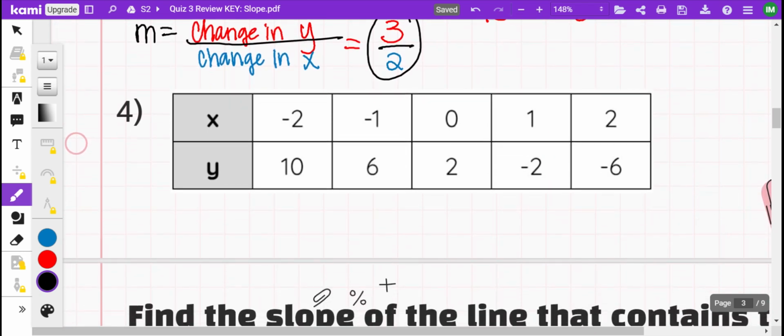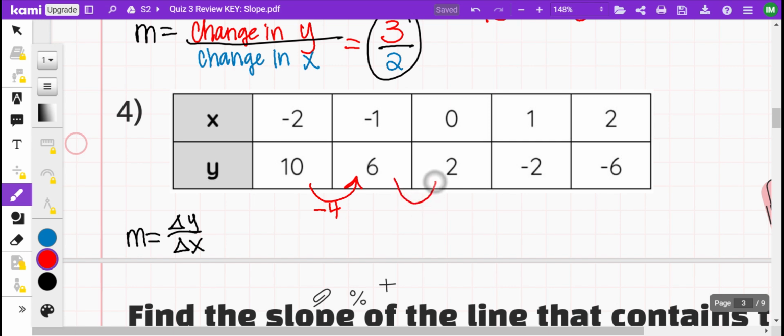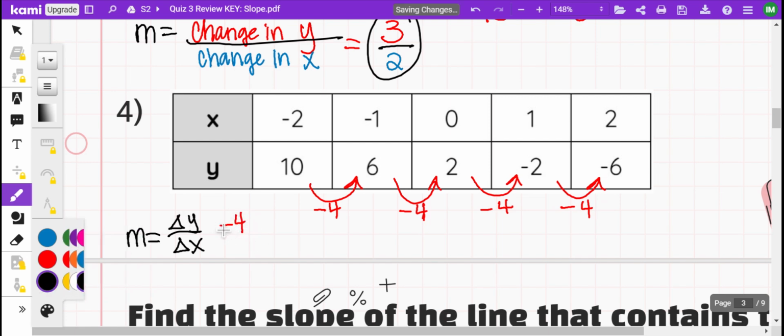Okay, next one. Don't forget to find the slope of a table, we find the change in y divided by the change in x. So from 10 to 6, this time it's dropping, which means we have to subtract. We subtract 4 from 10 to get 6. How do we get from 6 to 2? Same thing, we're subtracting 4. How do we get from 2 to -2? Same thing, subtracting 4. And then -2 to -6, again, subtracting 4. So our change in y is a -4.